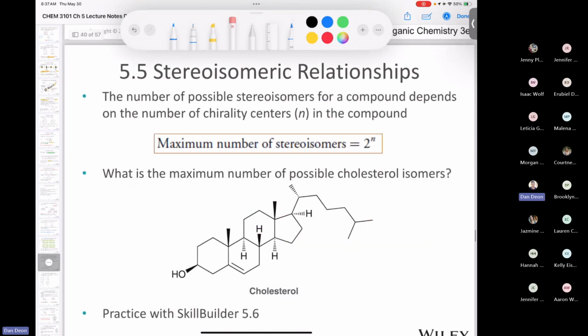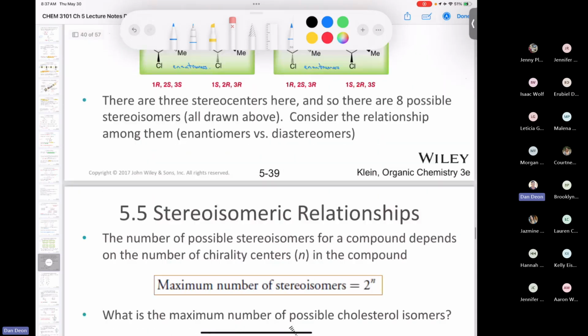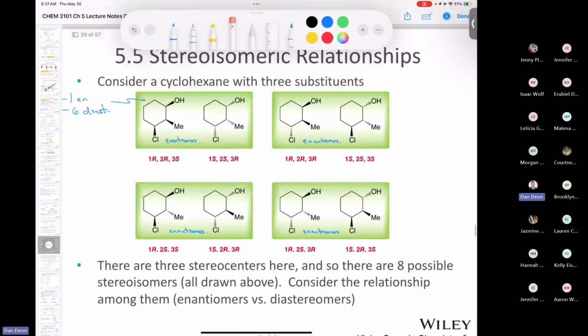All right, so if you're wondering, when you had 3 stereocenters, how did you know that there was a total of 8 stereoisomers? Well, you can actually use a formula to determine that. The number of possible stereoisomers for a compound depends on the number of chirality centers in a compound. So what does that mean? If you have any number of chirality centers, you use this formula, 2 to the power of n, where n is the number of chiral centers. So if we go back to this page here, we say 2 to the power of 3 stereocenters, so that gives you 8, okay?